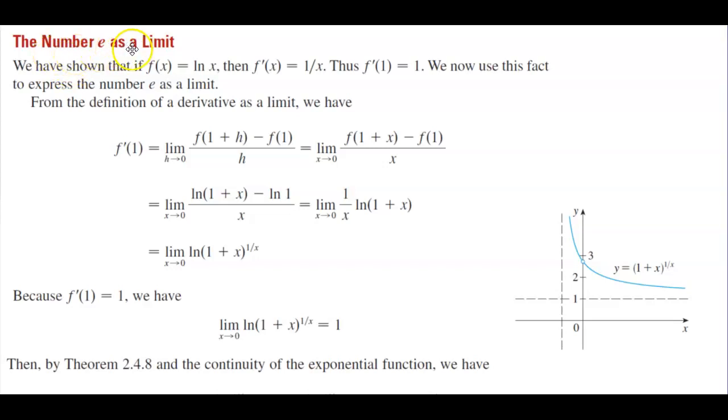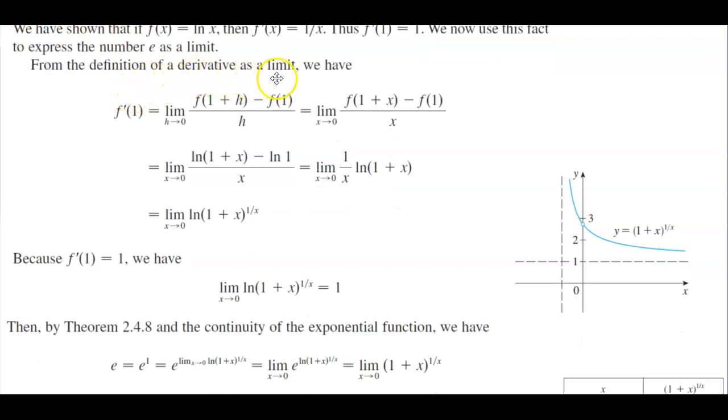The number e as a limit. We have shown that if f of x is equal to the natural log of x, then f prime of x is equal to 1 over x. Thus, if we plug the value of 1 into that derivative, 1 divided by 1 is going to equal 1. So we now use this fact to express the number e as a limit.